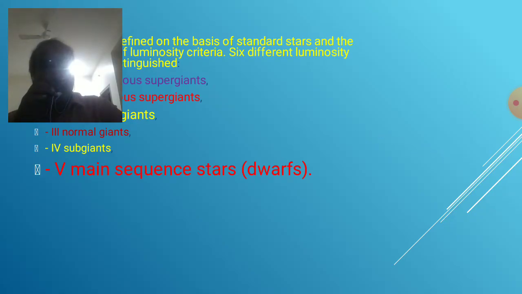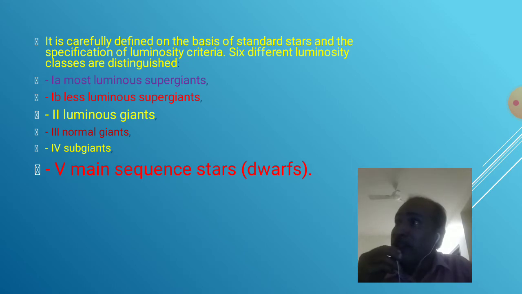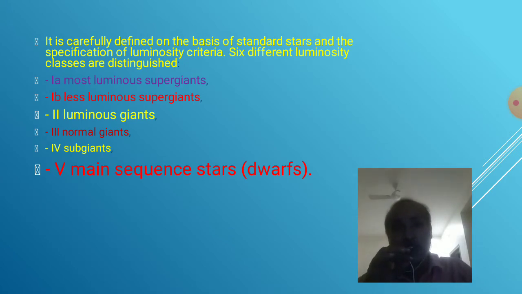Next, Yerkes classification. According to the Harvard and Pickering classification, stars can be classified into 7 or 9 main classes or groups, like O, B, A, F and so on, based on the strength of the hydrogen lines. But according to Yerkes, the stars in a stellar spectrum can be divided into 7 groups or classes only, based on their luminosity and mass of the stars.